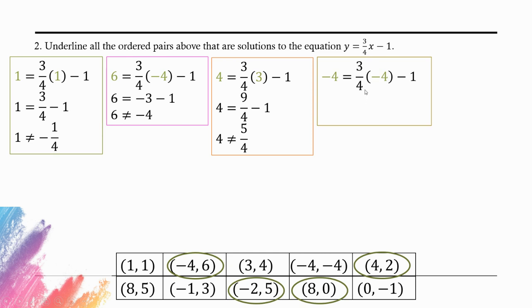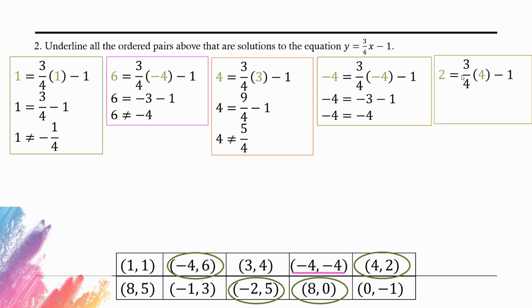Next, we're going to test negative 4, negative 4. When I take 3/4 times negative 4, I get negative 3. Negative 3 subtract 1 gives us negative 4. So that is a true statement. So we will underline this point. So negative 4 is one of the solutions to this equation.